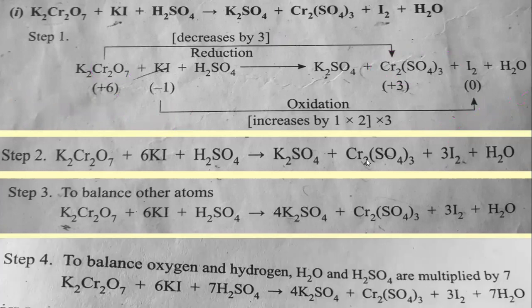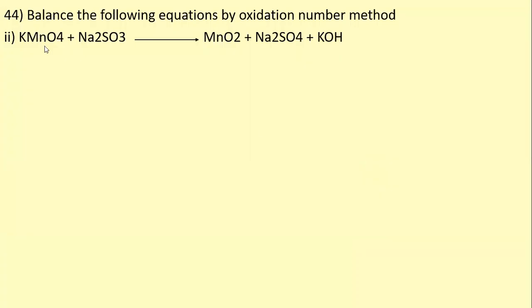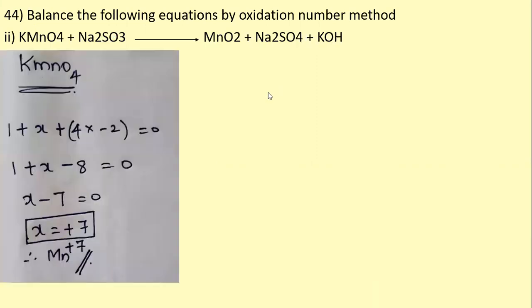So now we'll move on to the second question. Potassium permanganate with sodium sulfite gives MnO2, manganese dioxide, and sodium sulfate, in KOH. So here also we have to first calculate the oxidation number. Here the oxidation number for this manganese I am keeping as X. Potassium, you all know it is an alkali metal, so +1 oxidation state. Oxygen is -2. So totally we have the manganese in +7 oxidation state.